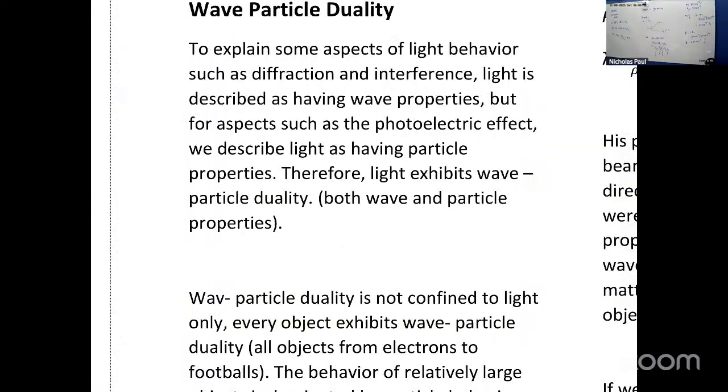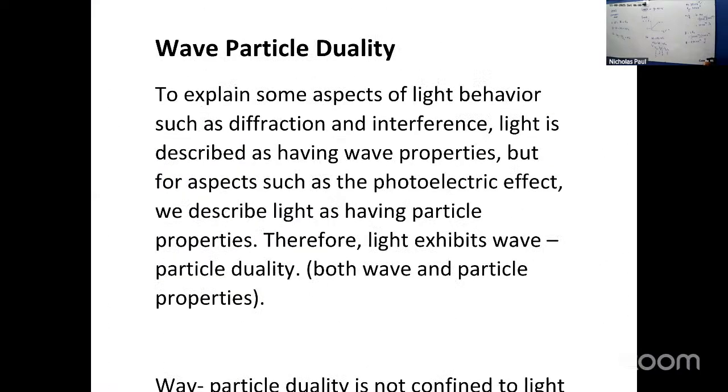All right, so let's take a look at something called wave-particle duality. What do you think wave-particle duality means? Light having both wave and particle properties, right? So let's take a look at what this says. To explain some aspects of light behavior, such as diffraction and interference, light is described as having wave properties.